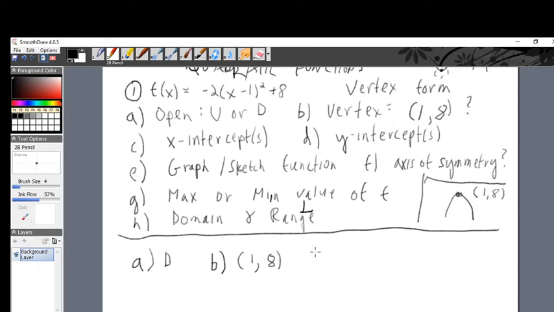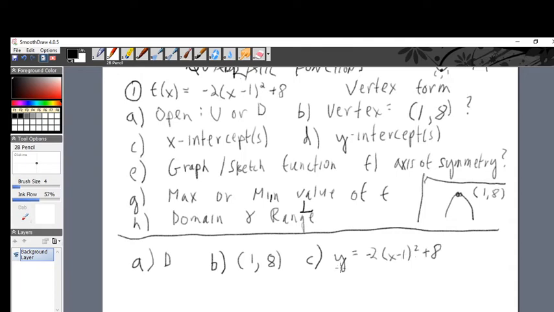Okay, then comes C, which is a longer question to answer. We have to find out the x-intercepts. So what was the given? It's right up there, right over here, f of x. Instead of writing f of x, it's perfectly legitimate for me to write y. It'll be much easier for us to follow. y equals -2 times (x minus 1) squared plus 8.